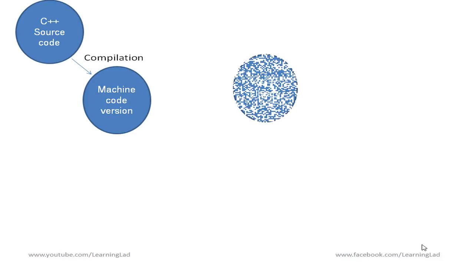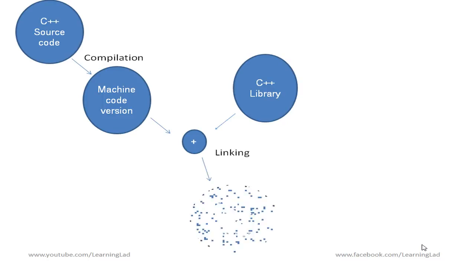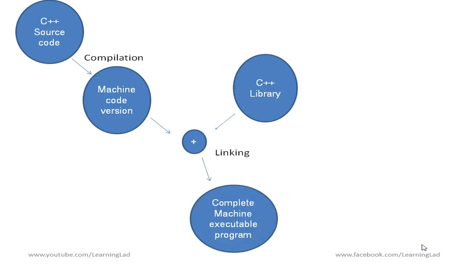So next, we're gonna link this object file or the machine code version with the C++ library using the linker, and the process is called linking. Here those references are resolved and we'll get a complete machine executable program. So this complete machine executable program is an application which can be executed by the operating system.